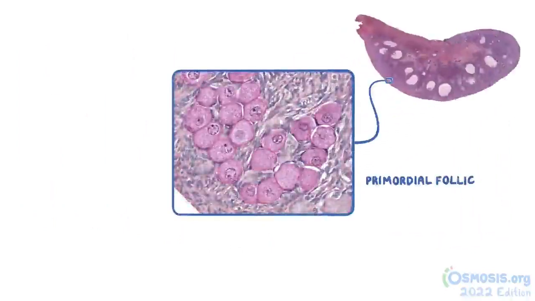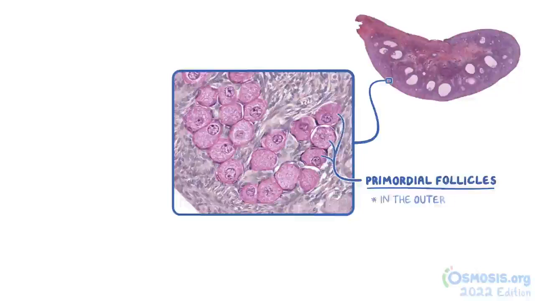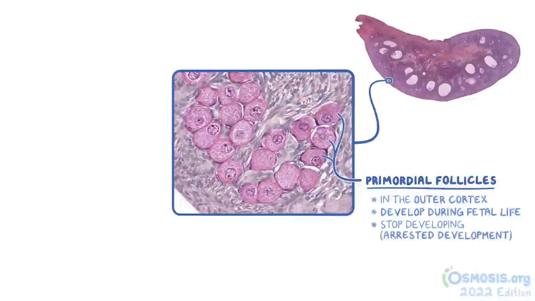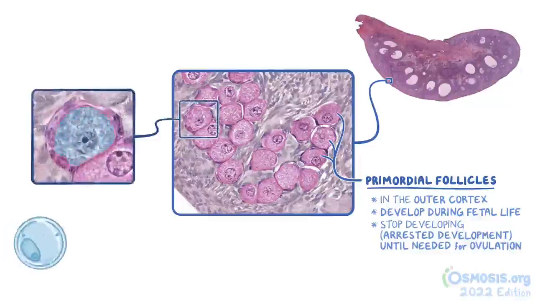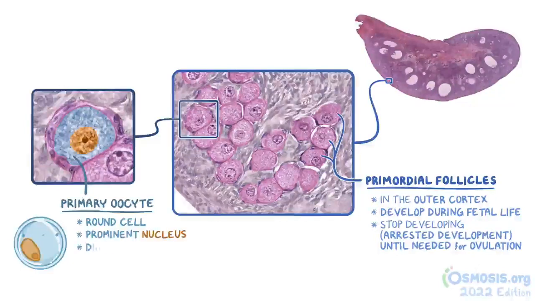Alright, let's take a closer look at the cortex. The primordial follicles are the follicles found in the outer cortex that develop during fetal life. At this stage, they actually stop developing, which is called arrested development, and they stay this way until they're needed for ovulation. The primary oocyte is the large round cell that makes up the majority of each primordial follicle. The primary oocytes have a prominent nucleus and a diameter that's about 25 to 30 micrometers.